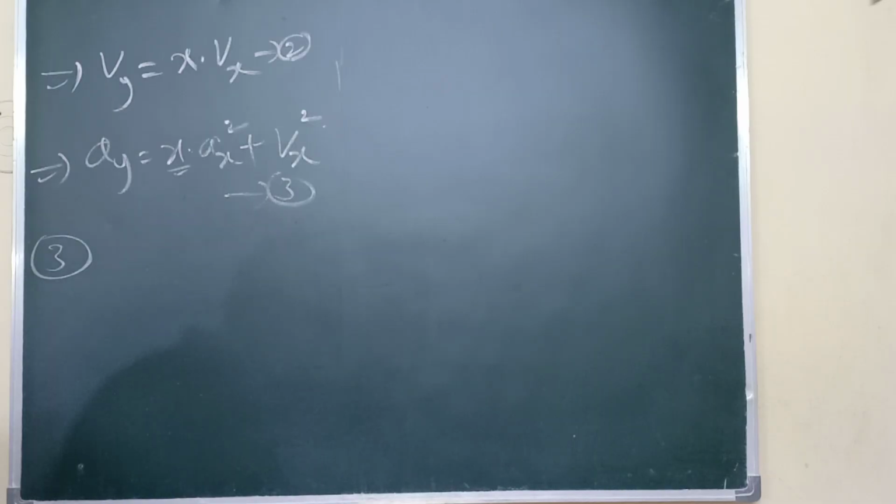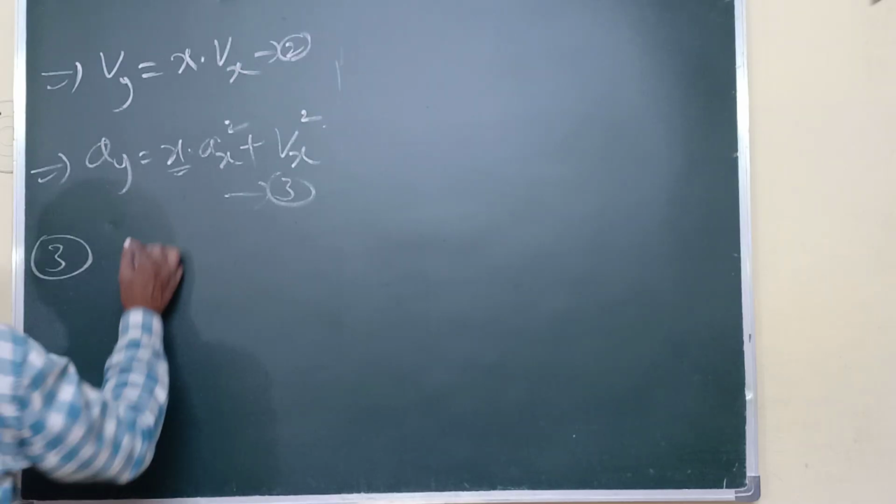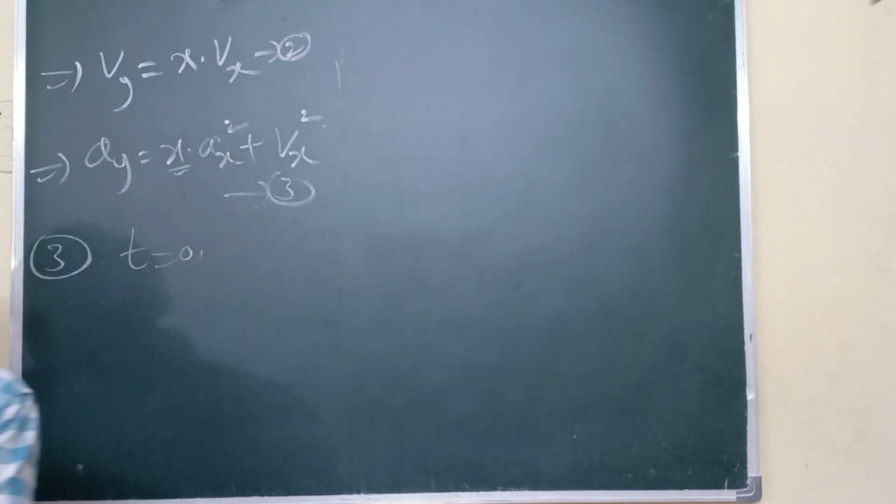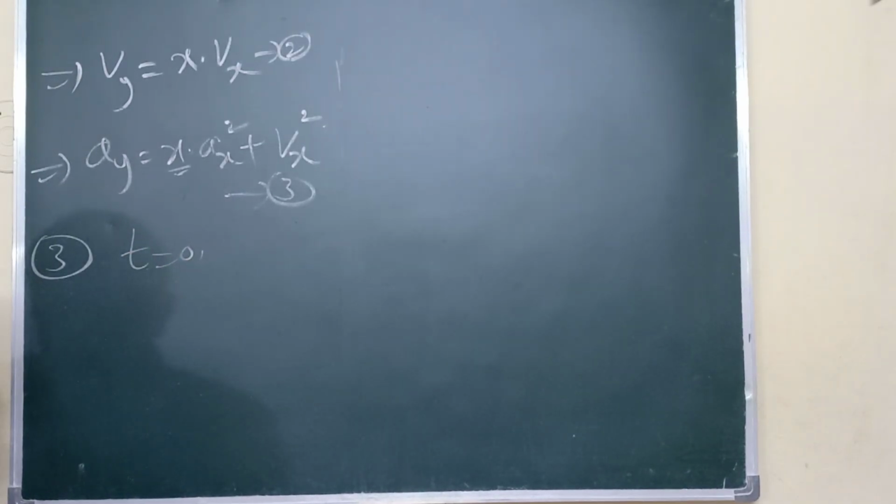Third point. What is the third point, C? At time t equal to 0, the particle velocity is always in the x direction. So we are taking the velocity concept.